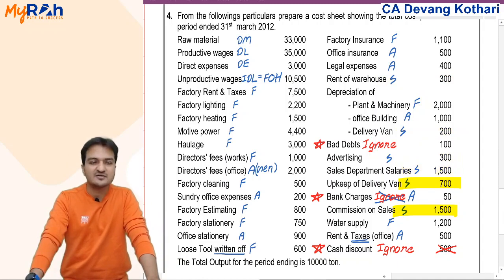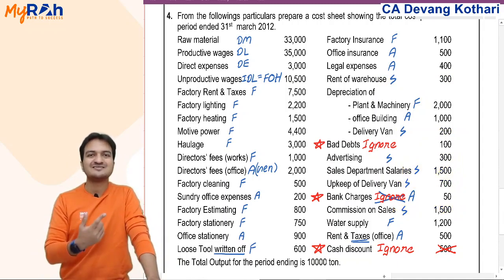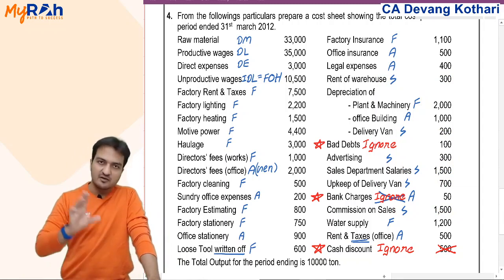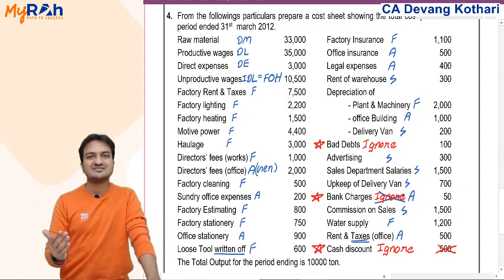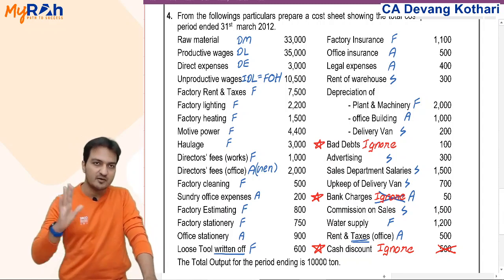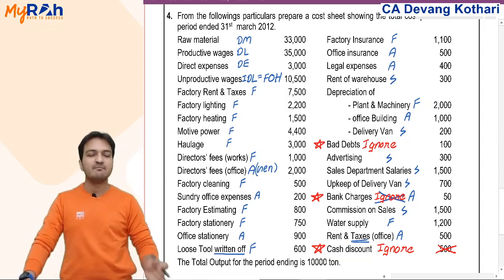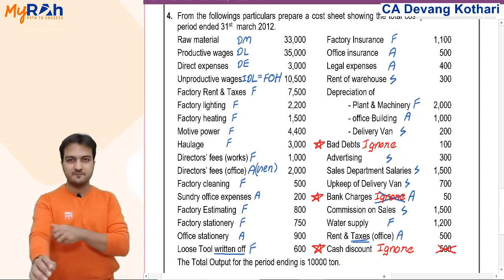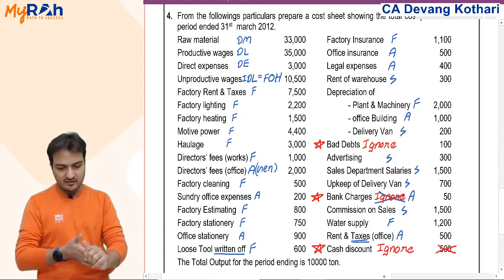Can do that. Yes, I have already done the markings. You just need to add all items which I said as factory overheads and put them under factory overheads. Add all items which I said admin, put them under admin. Add all items which I said as selling, put them under selling. Yes, and accordingly make a cost sheet. Try that, then I'll show you my solution. Yes, I'll give you a moment. Please do try that.